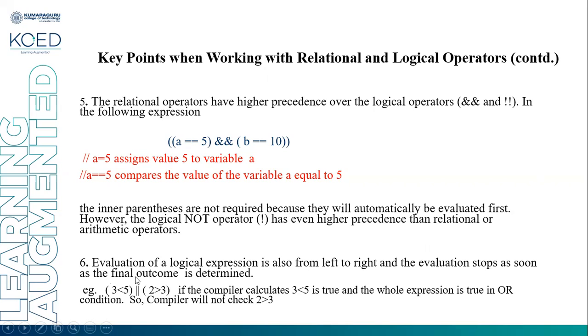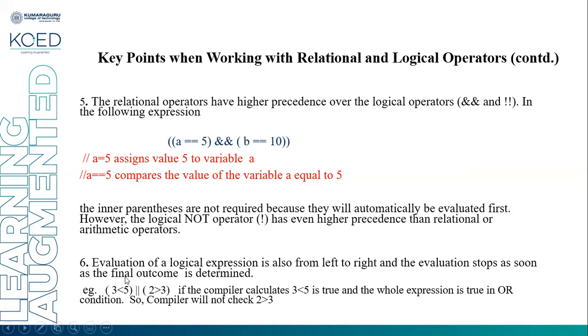The evaluation of the logical expression is from left to right, and the evaluation stops as soon as the final outcome is determined. If you have two logical expressions, they will be evaluated from left to right. For example, 3 less than 5 or 2 greater than 3. It calculates 3 less than 5, which is true. Once it is true, the whole expression is true, so the compiler will not check 2 greater than 3.